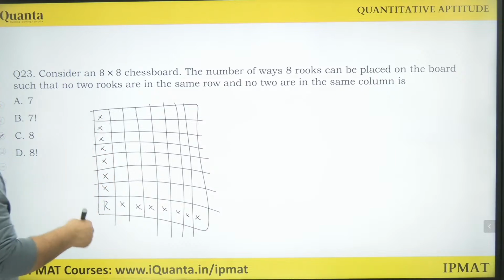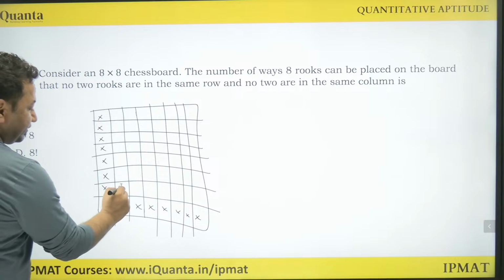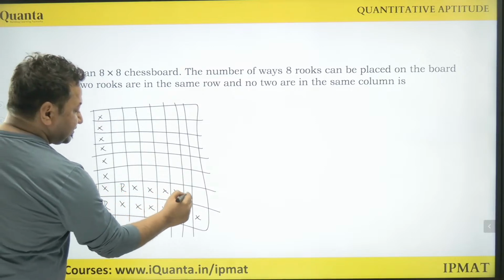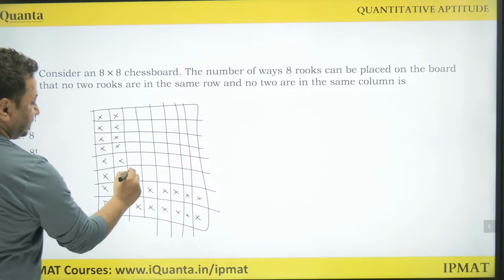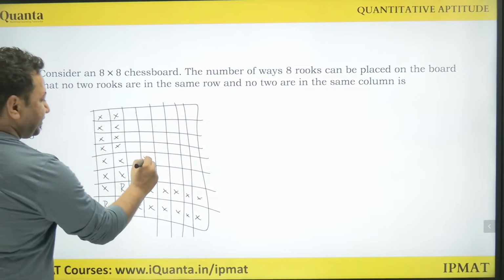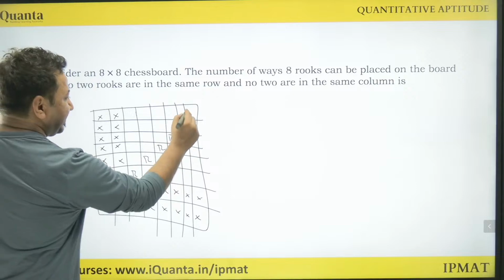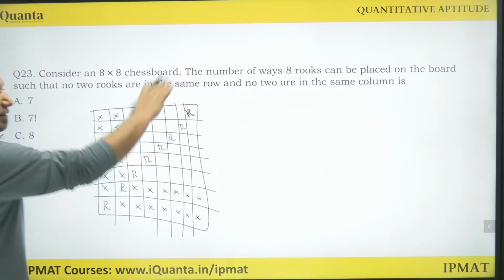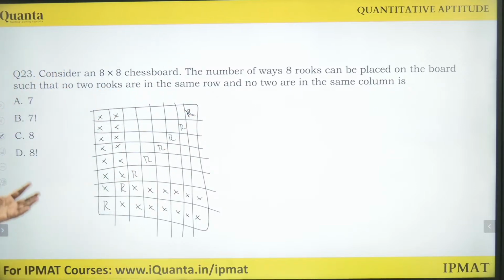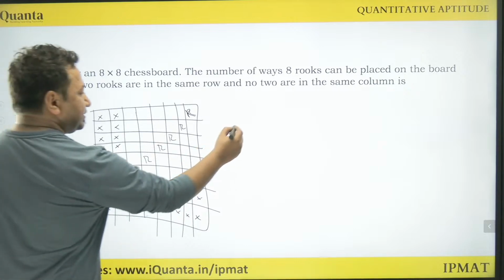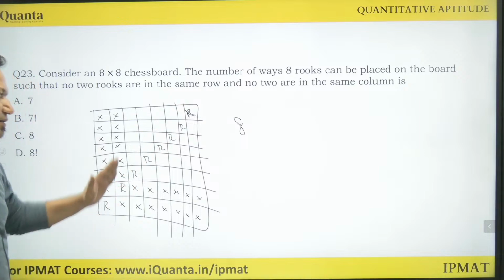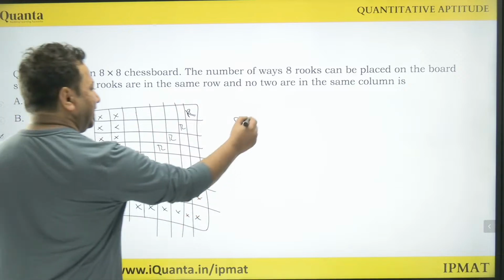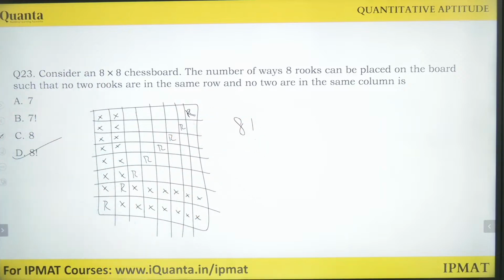Which is the best way to put the next rook? Here, again, I cannot put anything in this row or in this column. So basically, we can see that we are putting the rooks on the diagonal. And how many diagonal squares do we have? We have 8 in total. So these rooks can be filled in these 8 squares in how many ways? In factorial 8 ways. Going with D, because all the rooks are different.